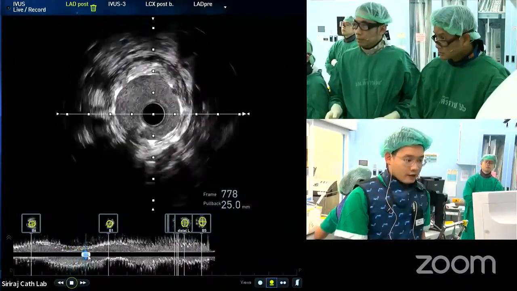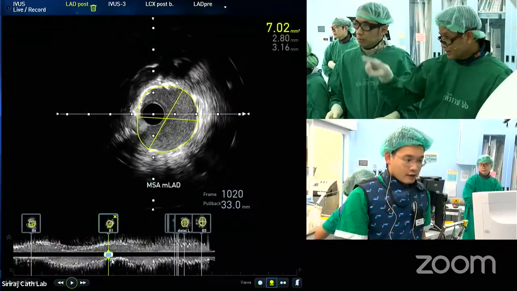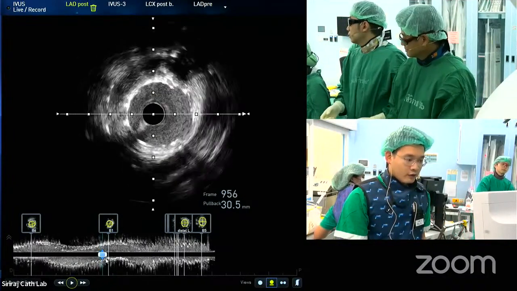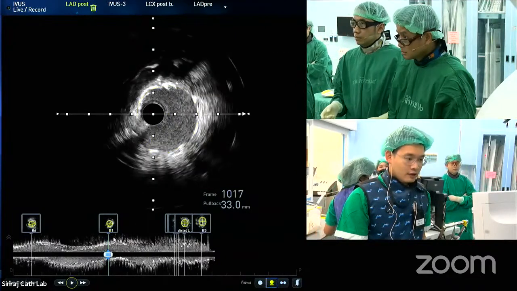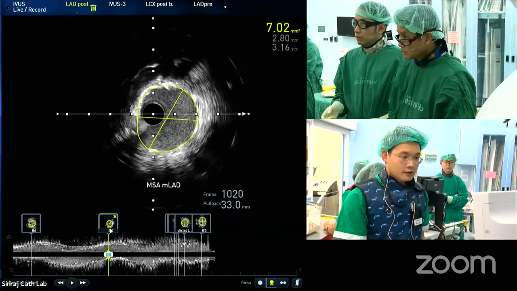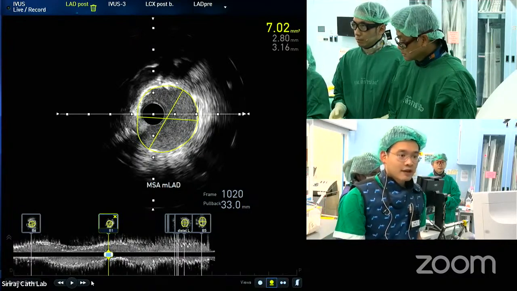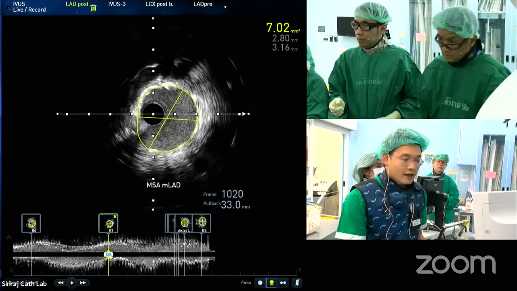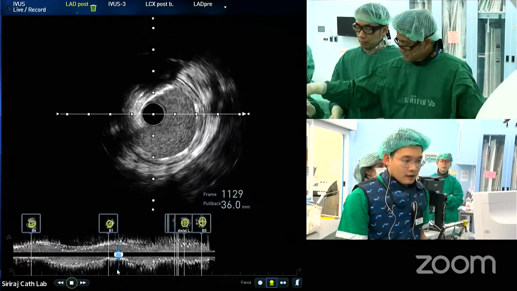And from this point, you see where the calcium is? Okay. Yeah, the calcium is over at 12 o'clock, and it has already expanded, and here is the MSA, the minimal stent area, about 7 square millimeters at the mid LAD distal to the diagonal. And where is the calcium?